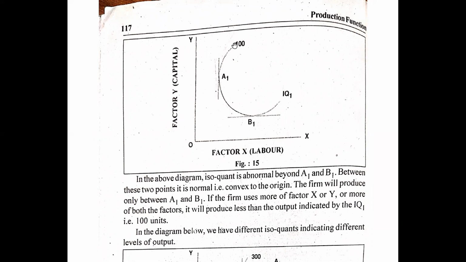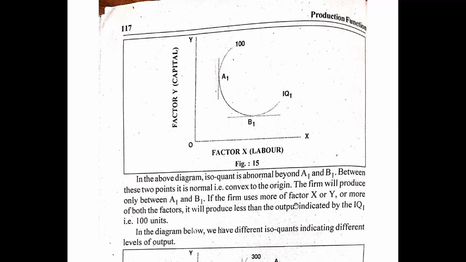Here, as we can see, when we use this kind of combination, we will get such kind of output. Let's understand the diagram given here. In the above diagram, the isoquant is abnormal beyond A1 and B1. So here we are given A1 and B1, and it has gone beyond. Between these two points, it is normal, that is convex to the origin. The firm will produce only between A1 and B1.